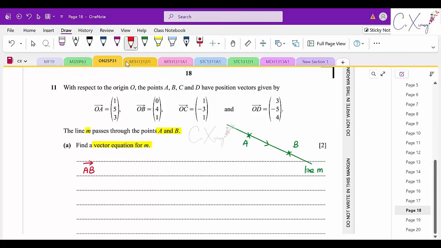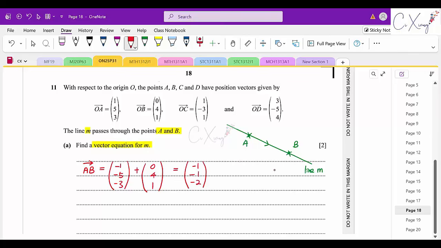Okay, for me personally, I find AB. AB means AO plus OB. AO is -1, -5, -3. OB is 0, 4, 1. Then what I get here when I simplify is -1, -1, and also -2. Okay, then I have my gradient of the line already, which is the direction of the line.